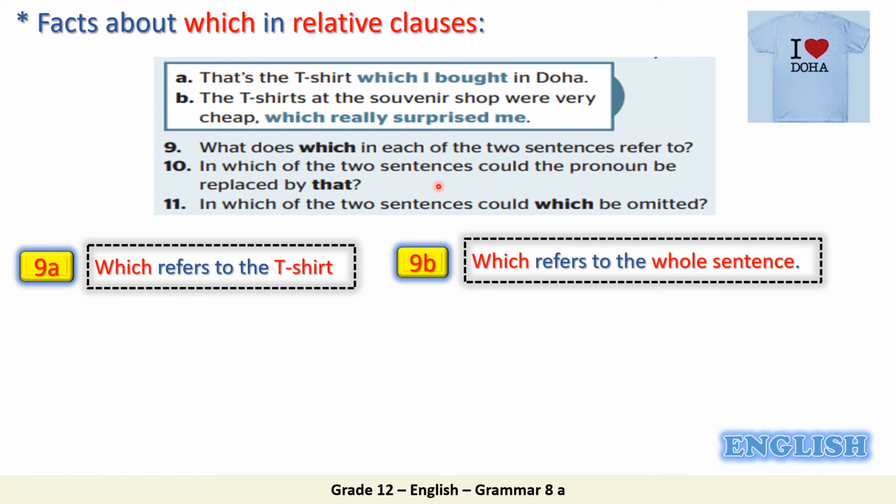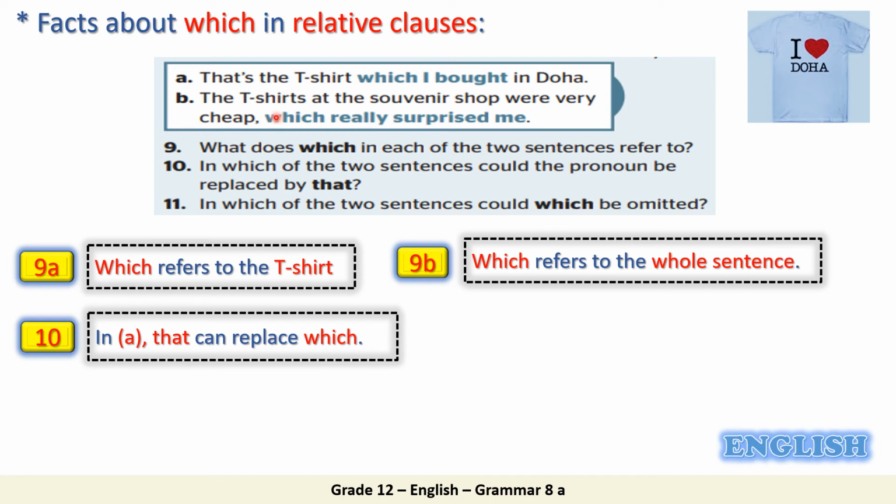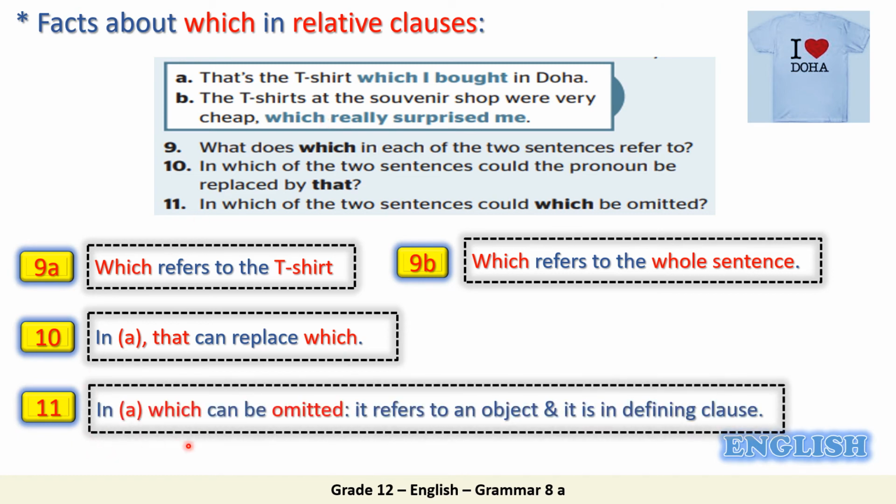So in 9a, which refers to the t-shirt, and in 9b, which refers to the whole sentence. Question 10. In which of the two sentences could the pronoun which be replaced by that? Can I say that's the t-shirt that I bought in Doha? Is it okay? Indeed, yes, it's okay. Can I say the t-shirts at the souvenir shop were very cheap, that really surprised me? Indeed, no. How about question 11? In which of the two sentences could which be omitted? Where can I omit which? In A or B? Right, in A, which can be omitted because it refers to an object. The object is the t-shirt and it is in a defining clause. Right? Okay, let's continue.